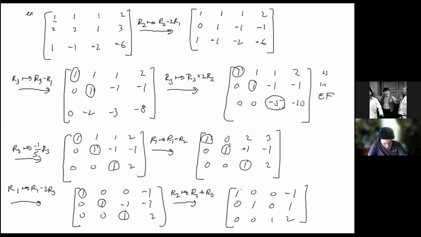So here are the 3 pivots. The entries above and below the pivots are all 0 entries. This matrix is in reduced echelon form. And we are done with the example.